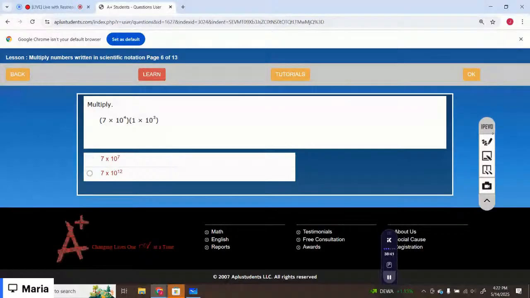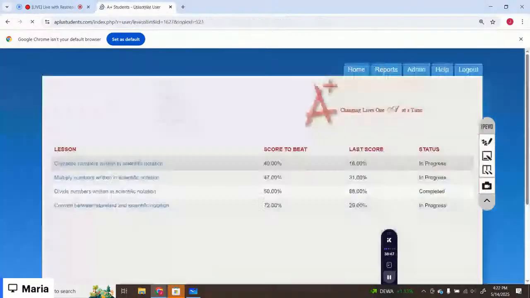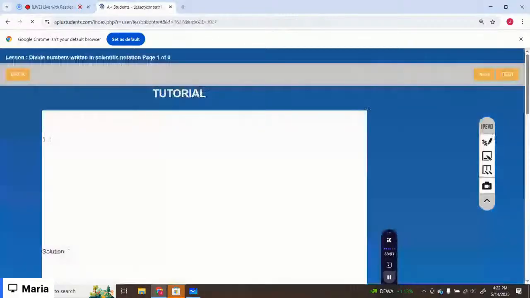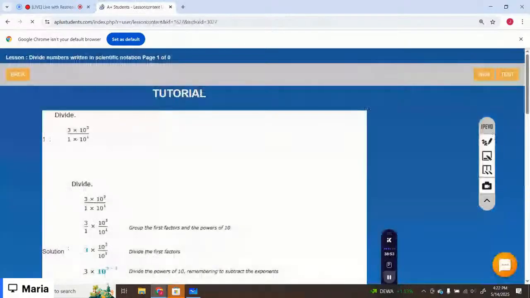Option number one is the correct option. Okay, you can complete the lesson by yourself today. Let me move on to the next lesson, which is multiplying numbers written in scientific notation. Let's start with the test questions.